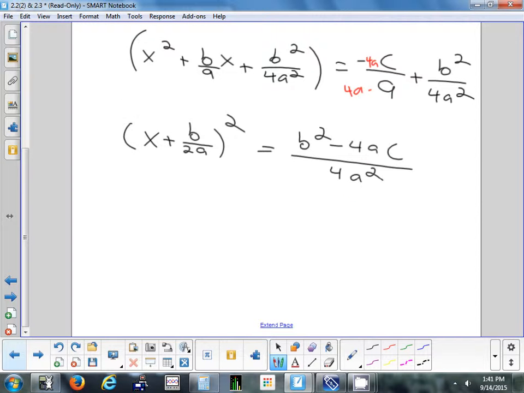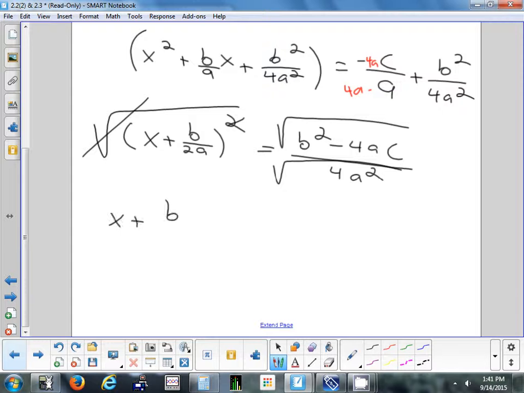I'll do one more step, then I'm going to stop. Okay, you take the square root of each side. Watch what happens here. You get x plus b over 2a equals the square root of b squared minus 4ac. What's the square root of 4? 2. What's the square root of a? A. So there's your square root of b squared minus 4ac all over 2a.